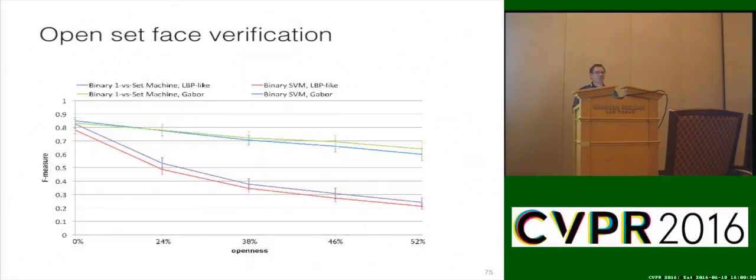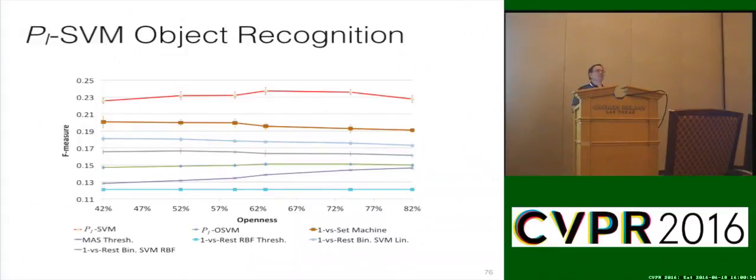Now, realistically, even though I've shown you this for the 1-vs-set machine, we really want to look at better algorithms than that. So let's go back and look at our Pi SVM. This is going back to the Caltech experiments, where one of these should be the 1-vs-set machine. Yeah, 1-vs-set here is purple.